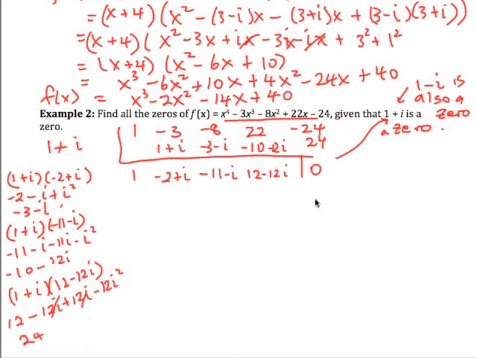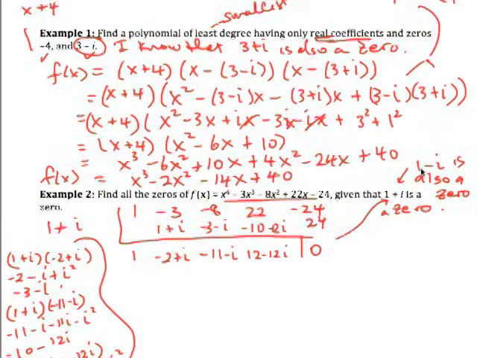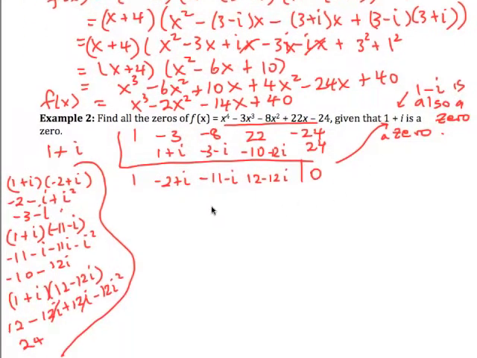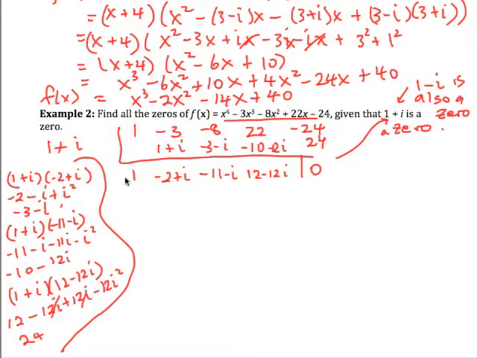Alright, so now that we have that, okay, let me make a bit of space here. Alright, we can do the same thing again, except that now we have 1 minus i. So I'm going to do this here. I'm going to have a 1 minus i. I'll bring the 1 down, I'm going to have 1 minus i.